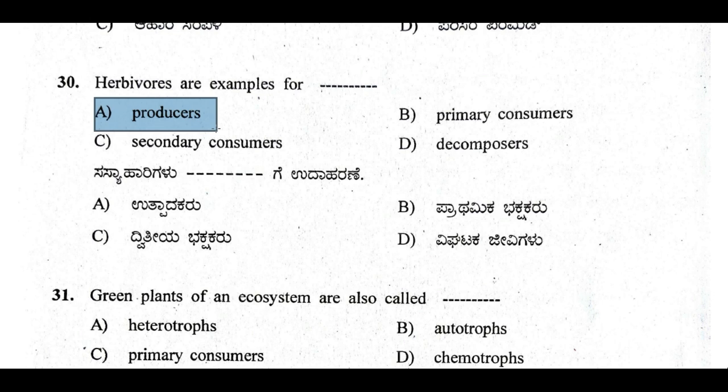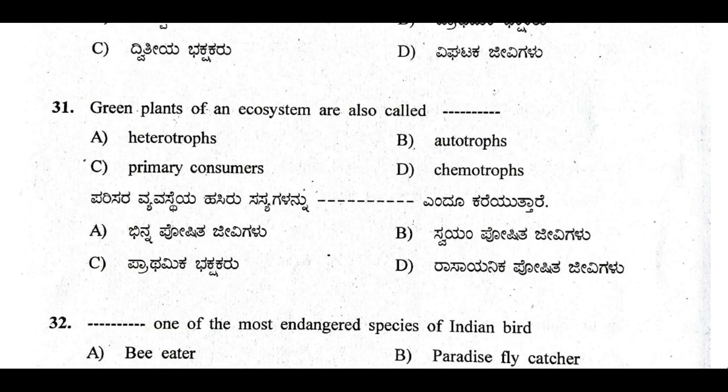Coming to question number 31. Green plants of an ecosystem are also called dash. Option A, heterotrophs. Option B, autotrophs. Option C, primary consumers. Or is it D, chemotrophs? So the green plants are also called photoautotrophs. There is no photoautotrophs option, but autotrophs are there. So option B, autotrophs. The green plants in ecosystems are also called autotrophs.